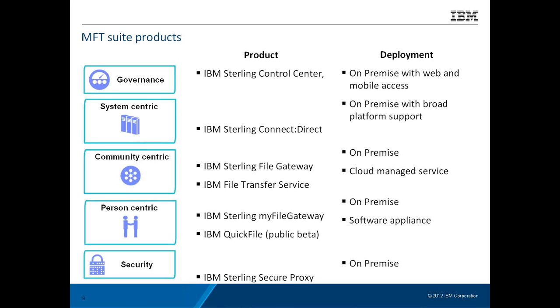The centerpiece, which is Connect Direct, File Gateway, and Quick File, forms the products that are delivering the various types of data movements. In terms of governance, we have Control Center. In terms of security, we have Sterling Secure Proxy and Perimeter Servers. For each of these products, I've also just given the various deployment options that come along with these products.